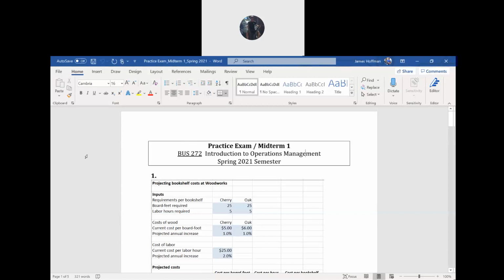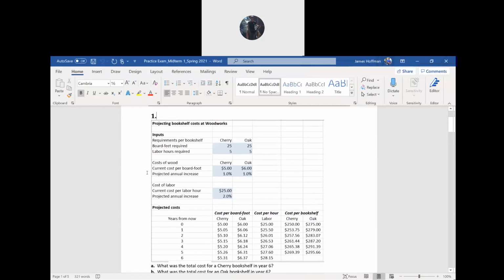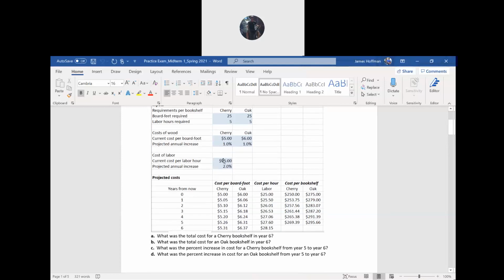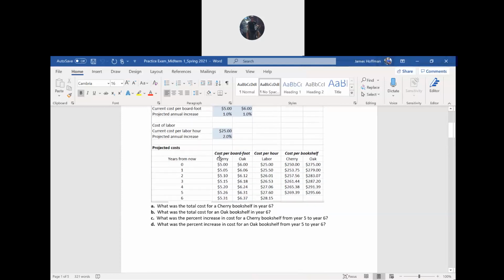So practice question number 1. Remember this one for the bookshelf cost back on, this might have been day 1. You've got some information for how much board feet and how much labor you need, how much the board feet costs, the percent increases, and also the cost of labor and how much that's going to increase. So the questions are probably asking about these blank cells here. You have this information, and I just want you to know how to do it. And so these cells need to be calculated.